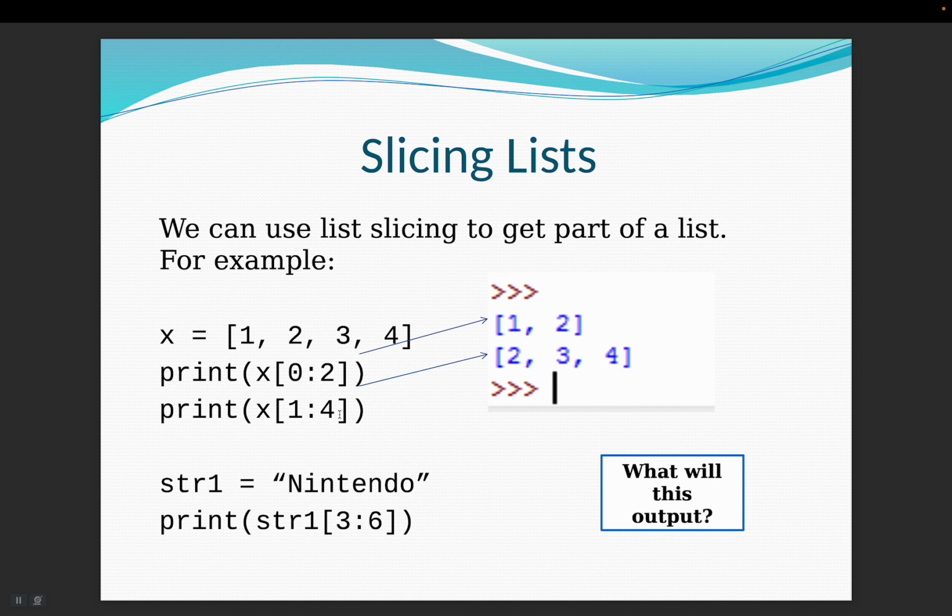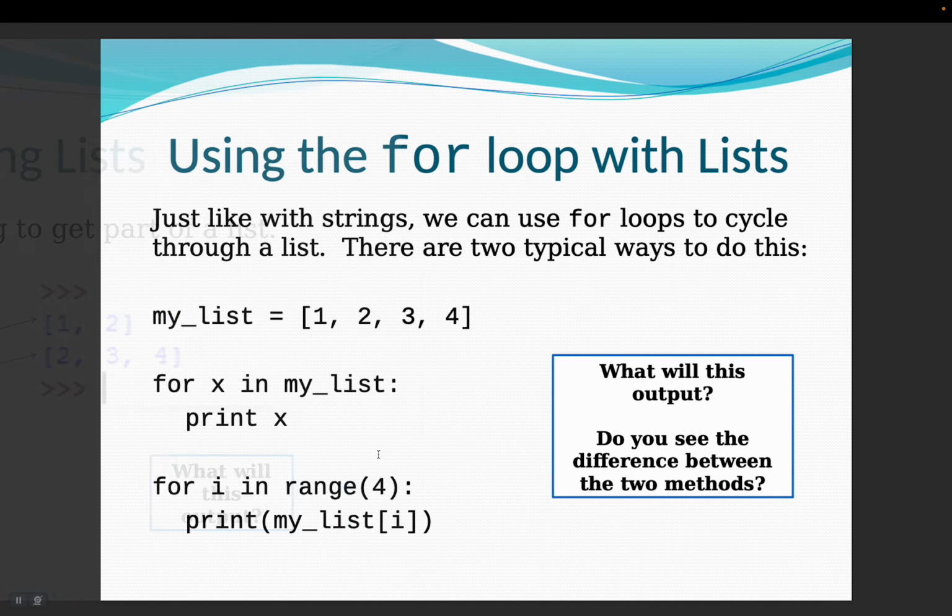And if we do 1 to 4, we want everything from index 1, including 1, up to 4, but not including index 4. Is there even an index 4? There is not, because we have 0, 1, 2, 3. So it's going to give us everything from 1 to 3. So we get 2, 3, 4, because this is 0, this is 1, this is 2, this is 3. And can we slice a string? What will this output? Maybe try it out and see for yourself.